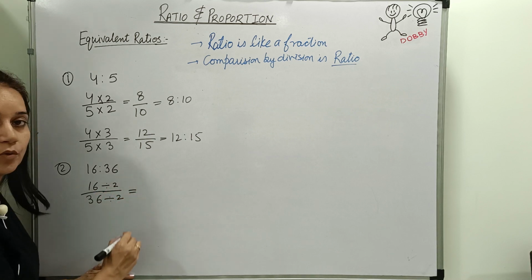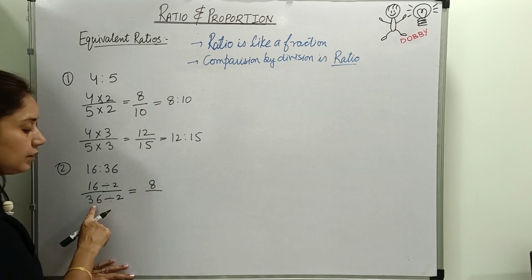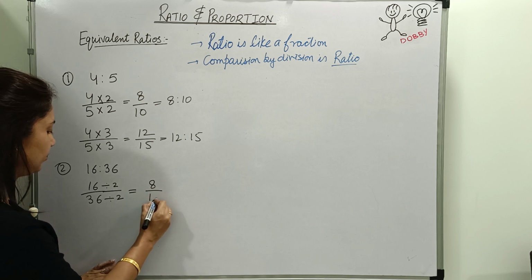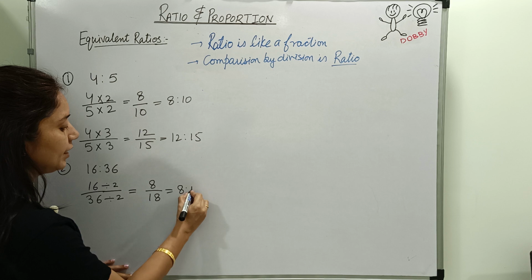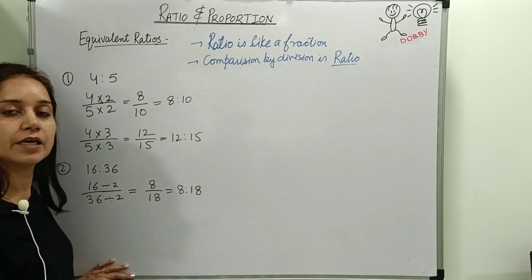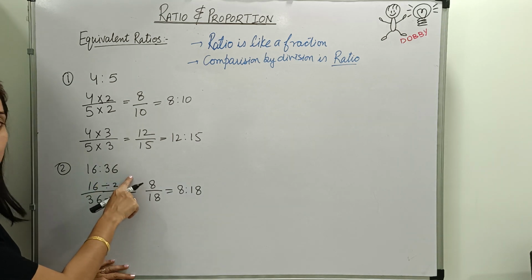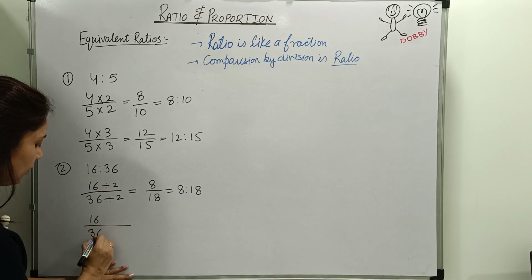Numerator and denominator both. 16 divided by 2, 8. 36 divided by 2, what will come? 18. So 8 upon 18, further to be written as 8 is to 18, is the equivalent ratio of 16 is to 36. Let us find another by division method.